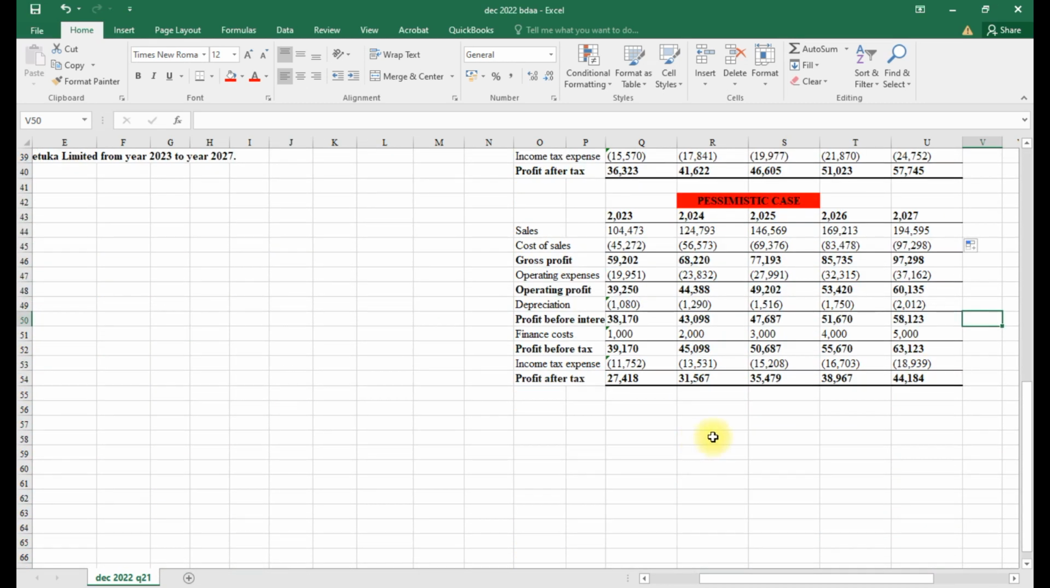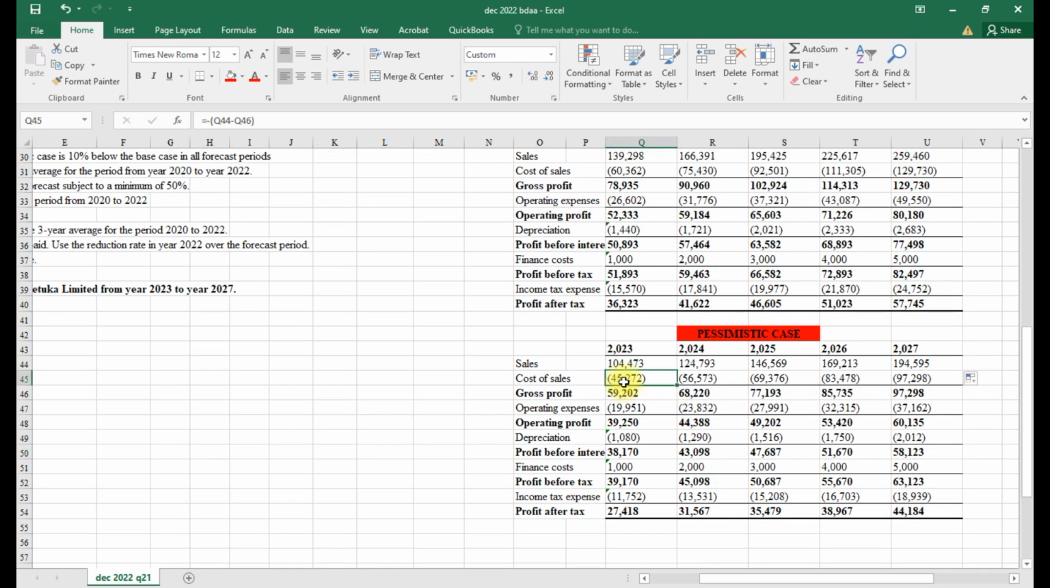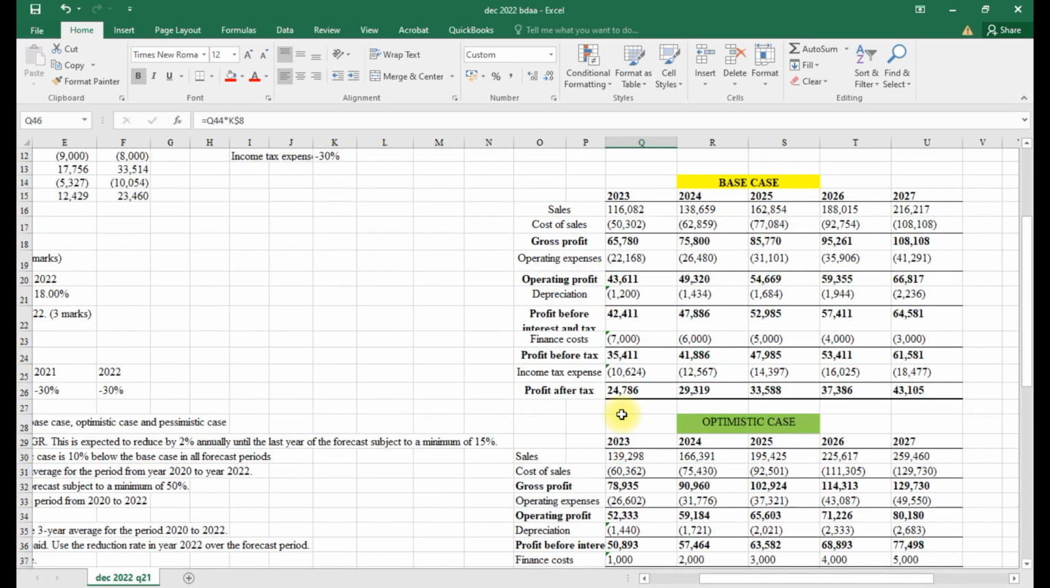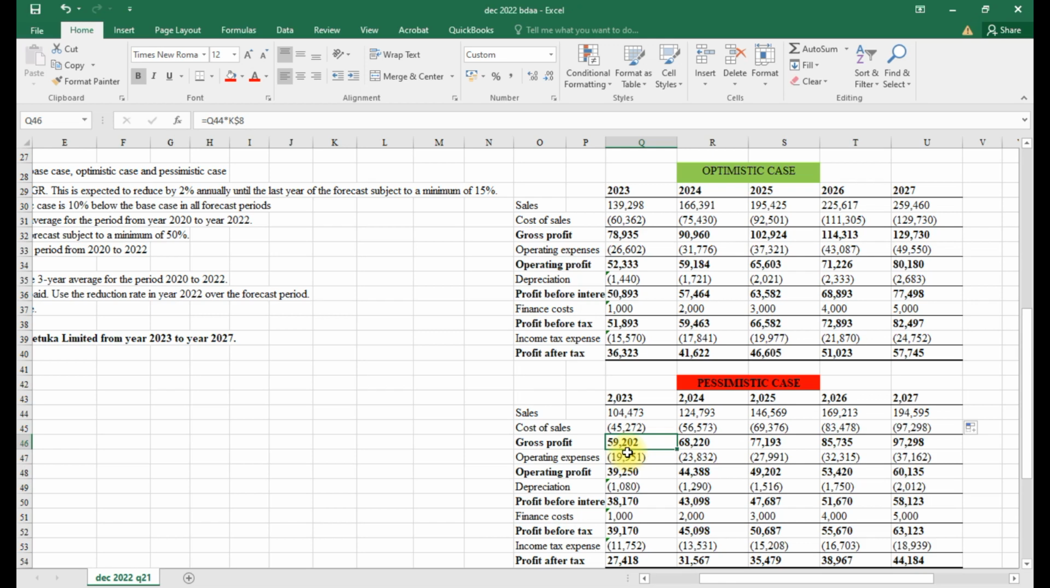And so let me confirm that. Okay, so this one is 59, 78, this one was 42. Okay, so this was 65, so this one has reduced to 59.